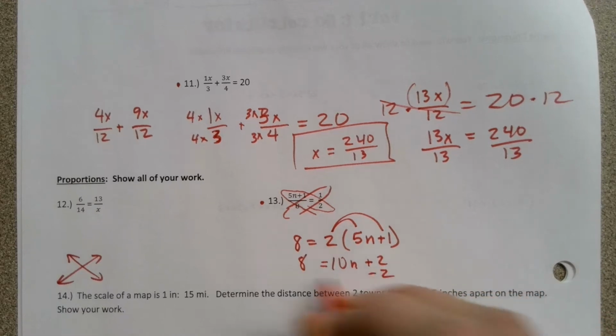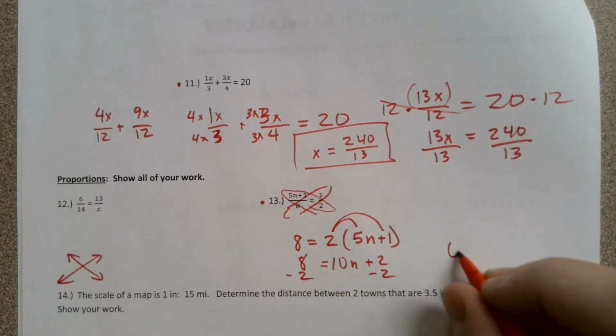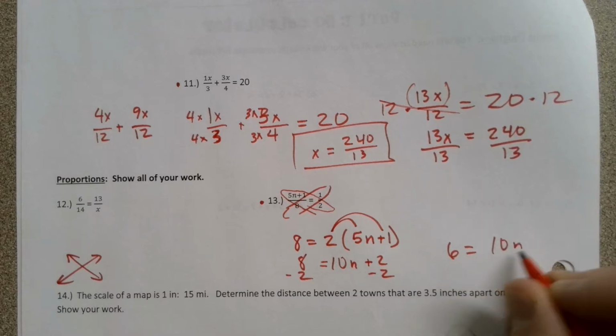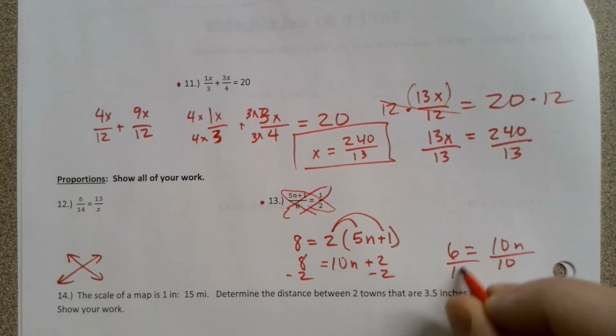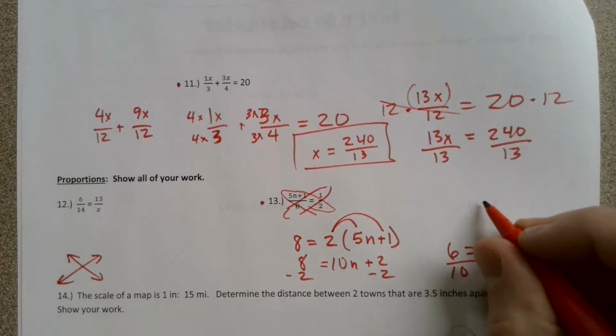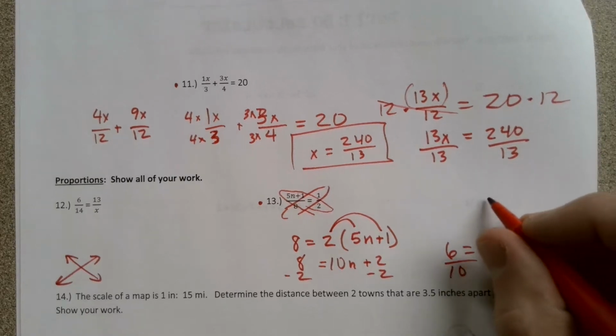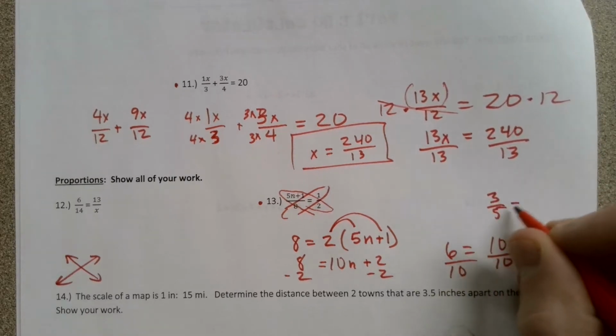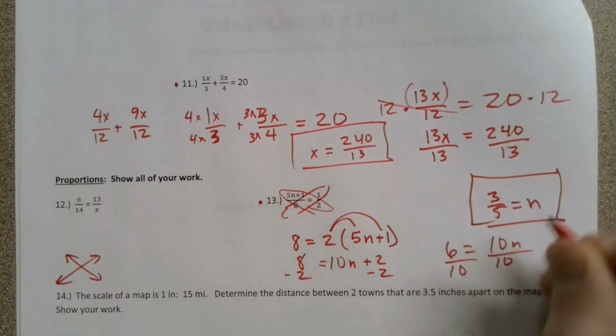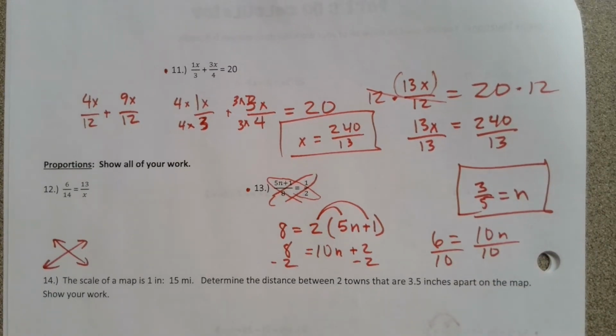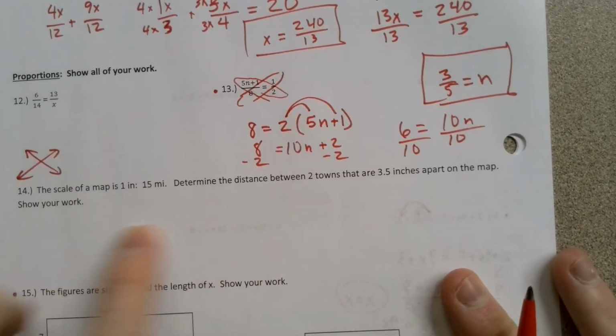Get that n by itself. Start by minusing 2. Gets us to 6 equals 10n. Last step, divide each side by 10. And I can simplify that to 3/5. 3/5 equals n. Donezo. Cross multiply on all those proportions. We're going to have a couple more examples of that coming up here. Your next one's actually going to be similar to that.